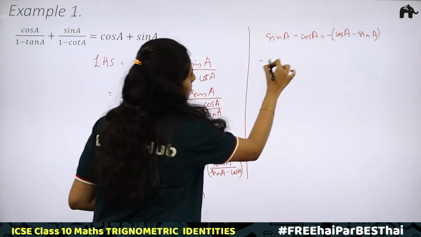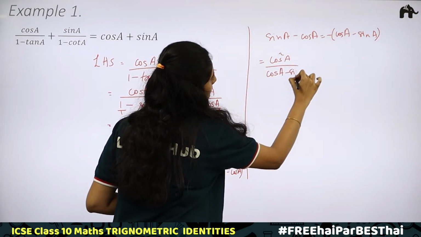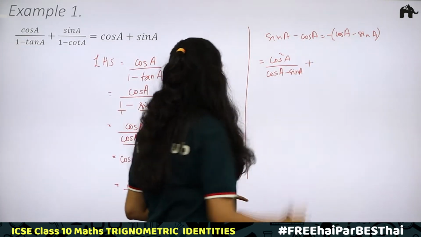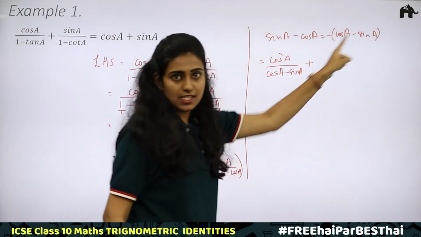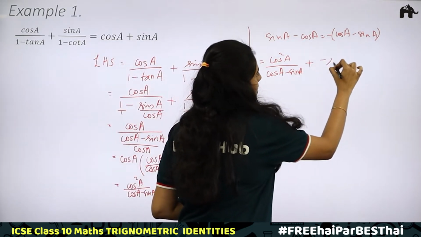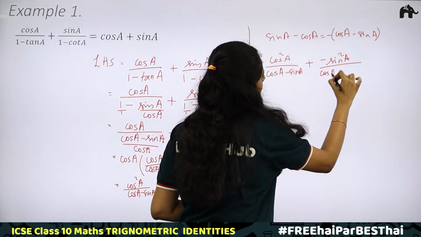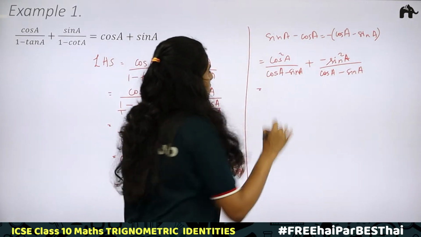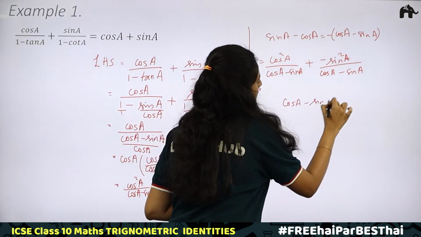Then we get cos square A divided by cos A minus sin A. Then we have a plus sign here. Plus in the denominator we will be getting minus of cos A minus sin A, which means we can take that negative sign to the numerator. Minus sin square A divided by cos A minus sin A. Now the denominator is the same, that is cos A minus sin A.